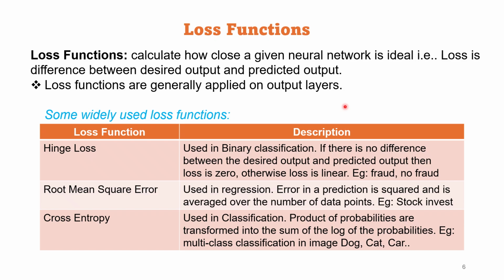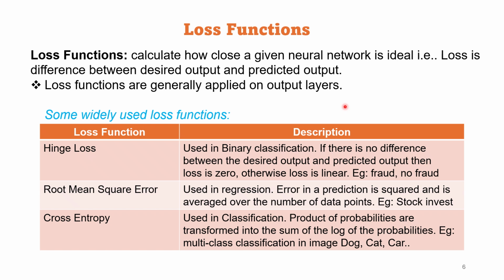Next, cross entropy is a popular loss function used in classification problems. Product of probabilities are transformed into sum of the log of probabilities. Log function is used in cross entropy. Cross entropy is also called negative log likelihood, maximizing the probability. This is also used in multi-class classification. Now, the word loss function in machine learning is the same as error function, cost function. Loss, error, cost functions all are the same terms in machine learning.